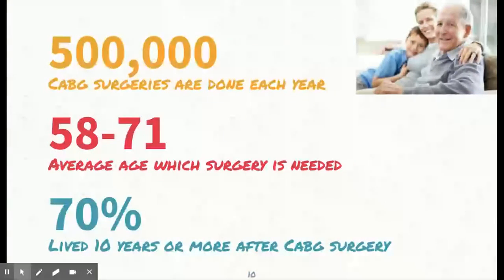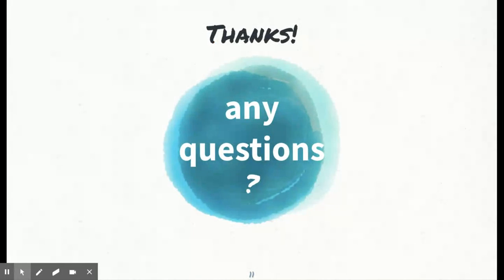And then why is this important? Because around 500,000 CABG surgeries are done each year, and this affects people mainly between the ages of 58 and 71 or 74. And then 70% of CABG patients lived 10 years or more after the surgery, so it does have a high success rate and high living rate after your surgery.